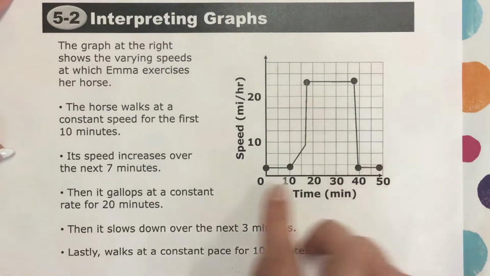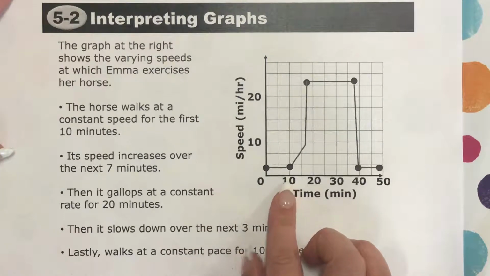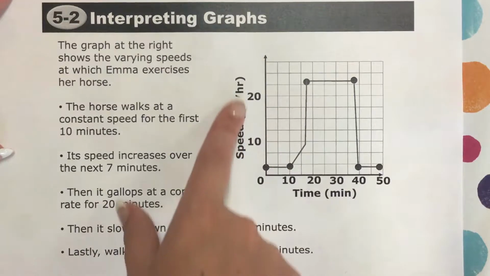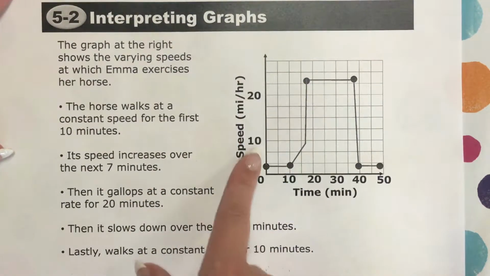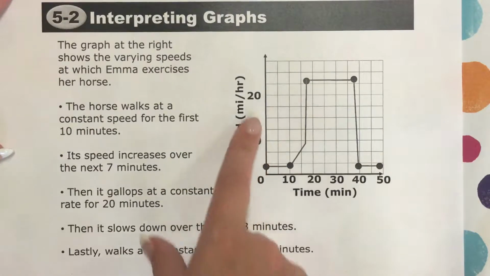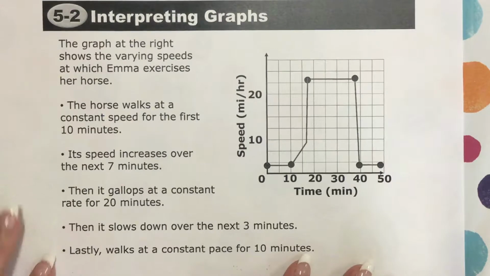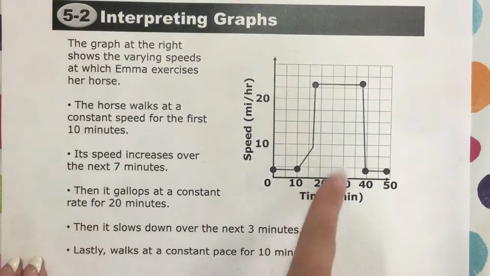The x-axis is referring to the time in minutes: 10, 20, 30, 40, 50 minutes. And the vertical axis, or the y-axis, is referring to how fast the horse is going, the speed in miles per hour. So here's 10 miles an hour, 20 miles an hour. Let's go through the different descriptions here, and we're going to see how these descriptions match up with the graph.